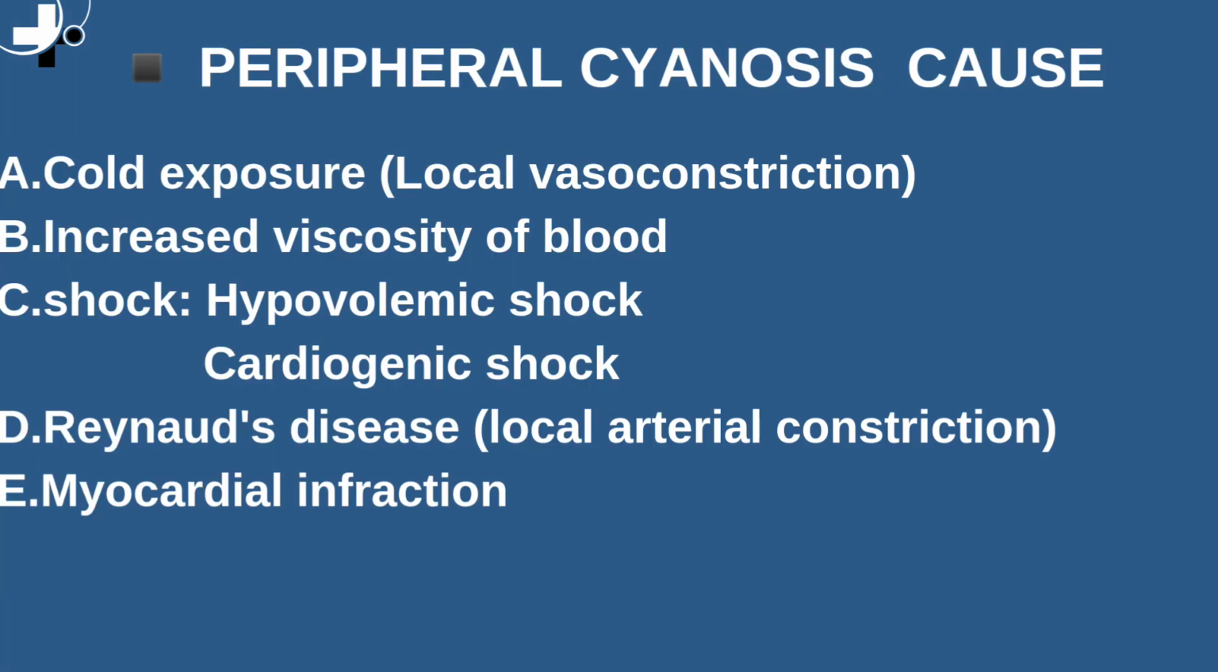Peripheral cyanosis causes: A. Cold exposure, local vasoconstriction. B. Increased viscosity of blood. C. Shock, hypovolemic shock, cardiogenic shock. D. Raynaud's disease, local arterial constriction. E. Myocardial infarction.